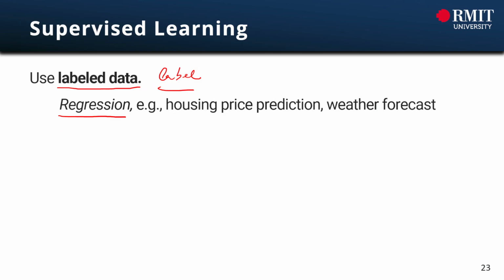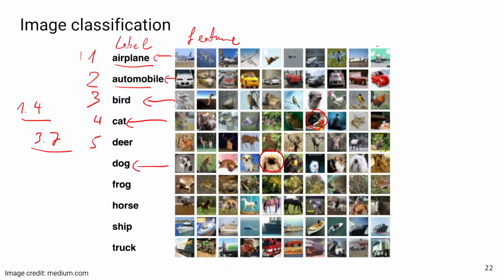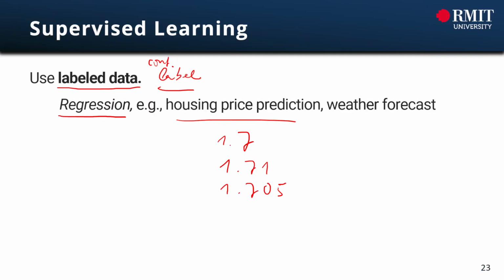But in regression, we have a continuous value in the label. Let's say you predict the housing price, so it can be 1.7 billion, or 1.71 billion, or 1.705 billion, something like that. So you cannot count the values it can output. Here you can count: we have only 10 classes, so it is countable. But here it is not countable. You cannot list them all.